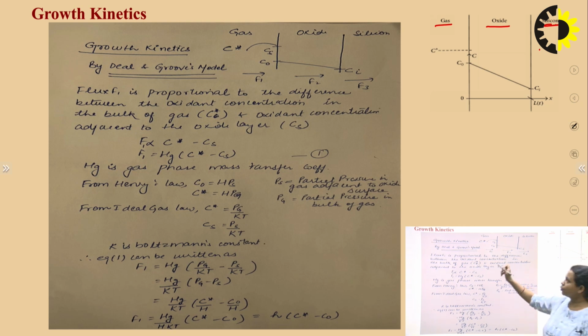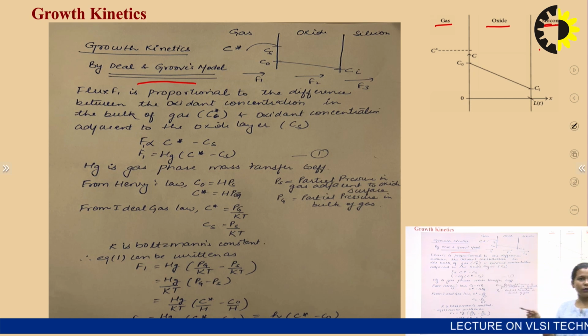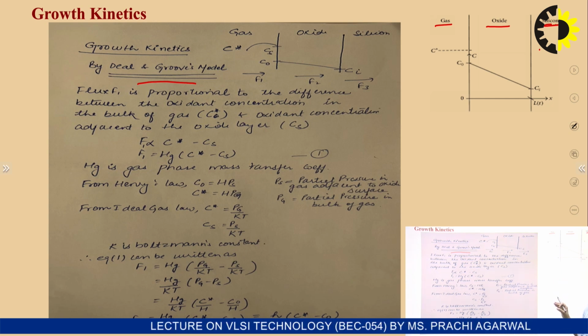This growth kinetics is explained using the Deal and Grove model. This is the name of the model which explains the different values of the oxidant concentration, right?